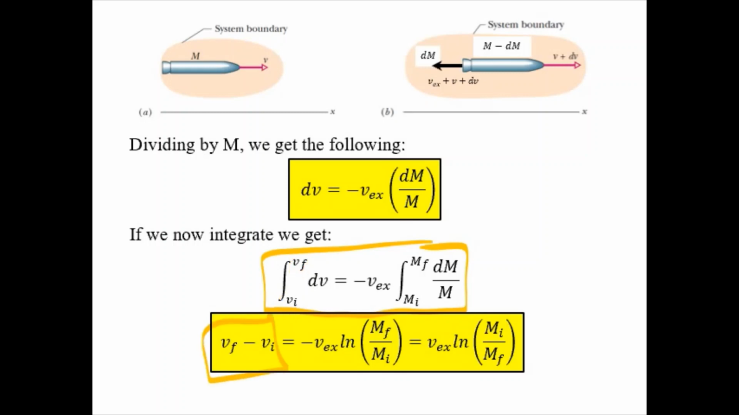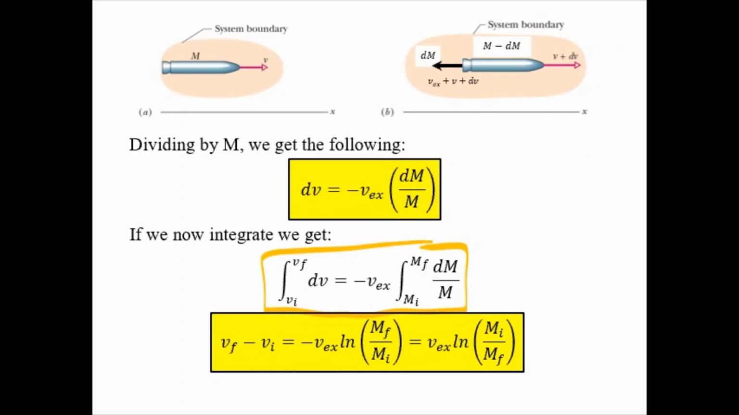Okay, over on the right side, we get the minus v exhaust, and then when we integrate dm over m, we end up with the natural log of m final over m initial. If you remember your rules for logs, if you flip-flop this fraction, making it m initial over m final, you can get rid of this minus sign. In other words, you can use the exponent rule for logarithms.